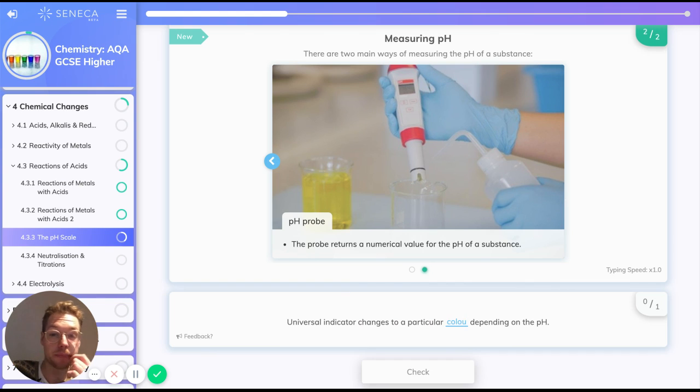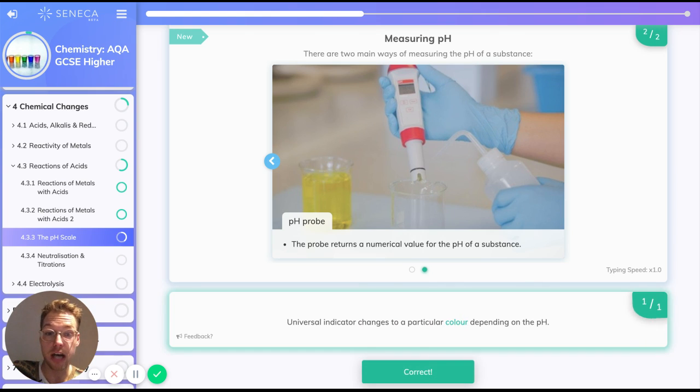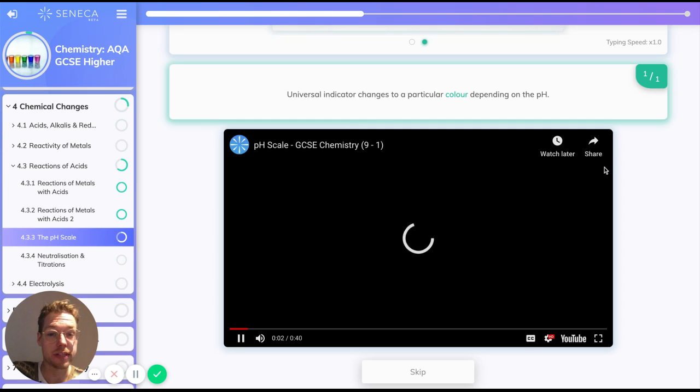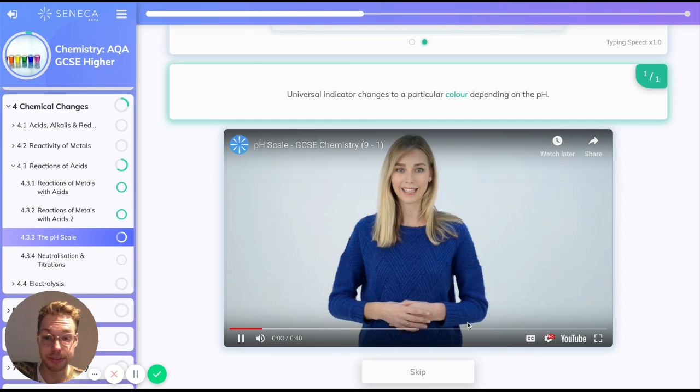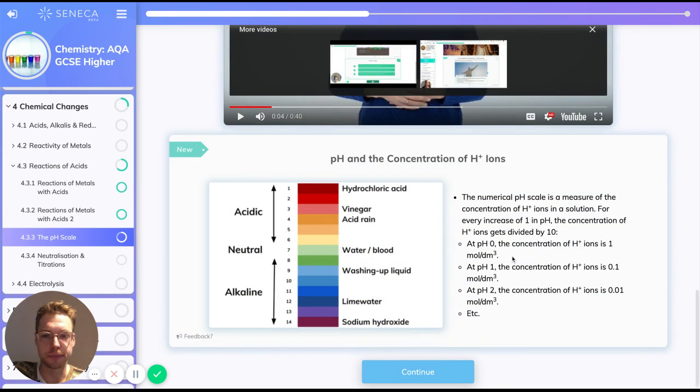And so let's recap. Universal indicator indicates the pH through colors, whereas a probe will give us a numerical value. The pH scale is a measure of acidity. Now, what does the pH even stand for? pH actually stands for potential hydrogen. So do you remember what produces H plus ions in solution? It's an acid. So by measuring the concentration of H plus, that gives us the pH.